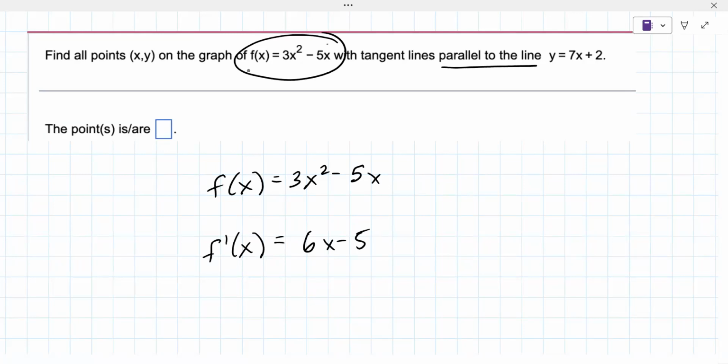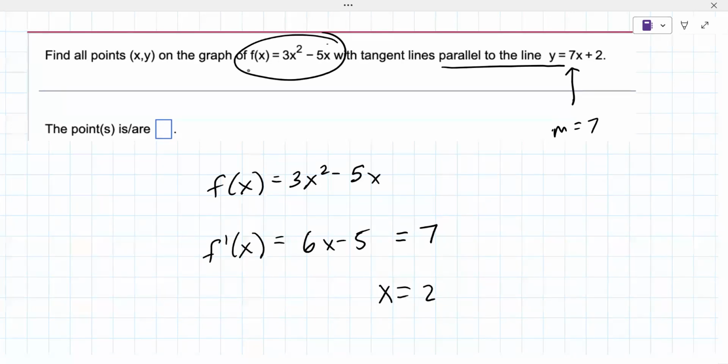And now it says parallel to the line. What's the slope of this line? Wouldn't it just be 7? Slope is 7. It's important that you're able to identify that. So go ahead and solve this for x, please. It's 2, so x equals 2.